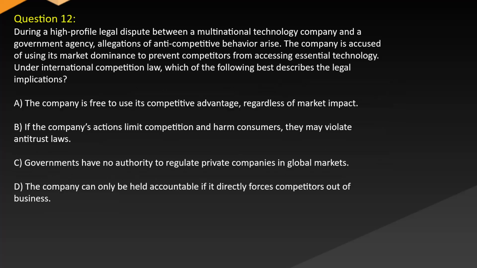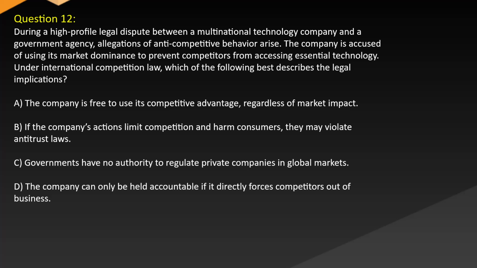Question 12. During a high-profile legal dispute between a multinational technology company and a government agency, allegations of anti-competitive behavior arise. The company is accused of using its market dominance to prevent competitors from accessing essential technology. Under international competition law, which of the following best describes the legal implications?